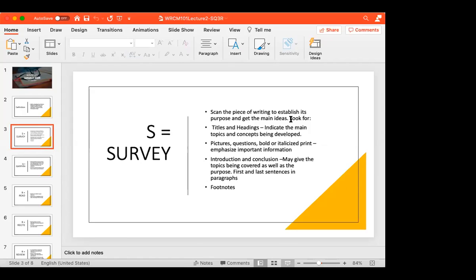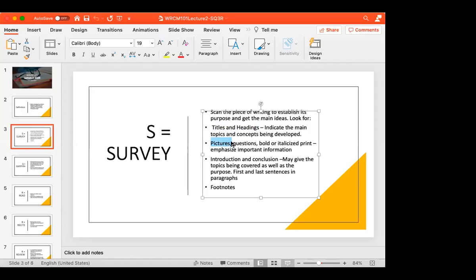And then you should also look for these things, titles and headings. You can also look for the contents. Just by reading through the contents of a particular book, you can make a quick guess of what the book is about. Indicate the main topics and concepts being developed. So titles and headings and contents will give you an idea of what are the main ideas that are going to follow in the book.